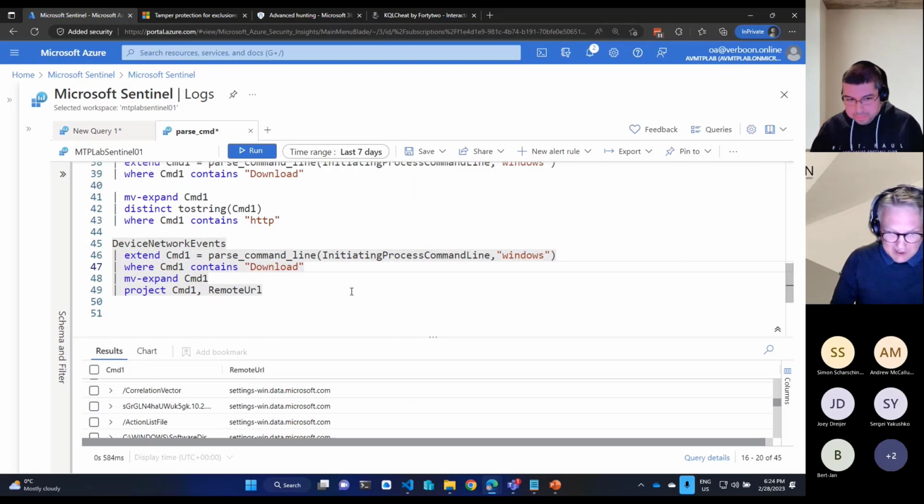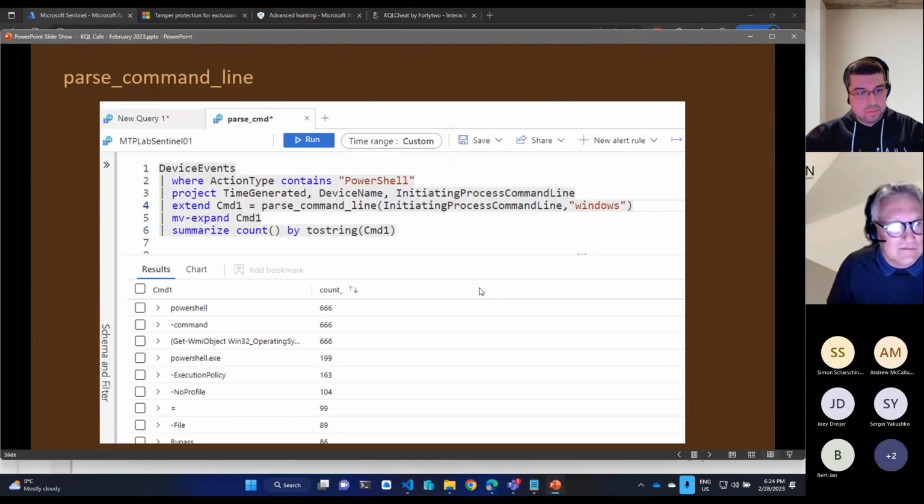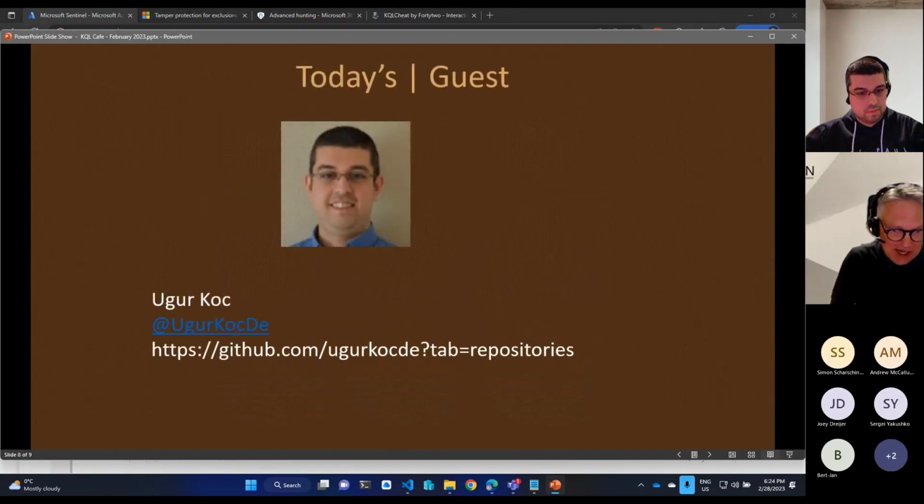I mean, parse command line is basically breaking up the command line into the individual strings. But yeah, it might help you with going through your data, should you be a threat hunter or just interested in what's going on with your command lines in your environment. Good. And yeah, that was a short introduction. No rocket science this month.